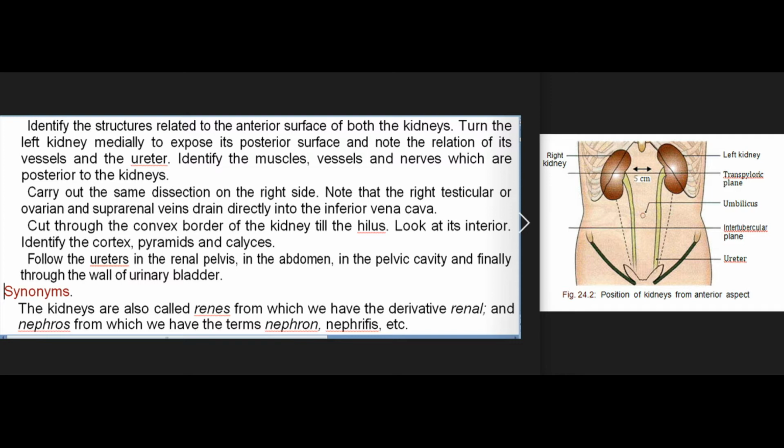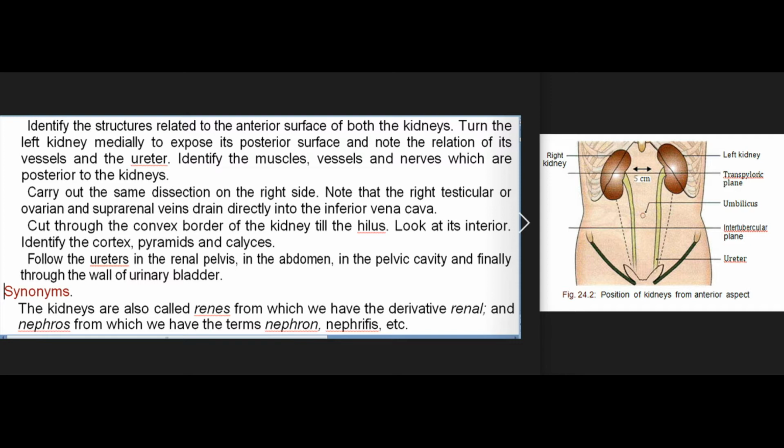Carry out the same dissection on the right side. Note that the right testicular or ovarian and suprarenal veins drain directly into the inferior vena cava. Cut through the convex border of the kidney till the hilus. Look at its interior. Identify the cortex, pyramids and calyces.